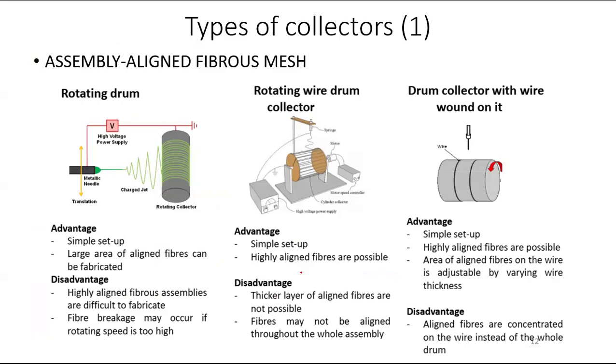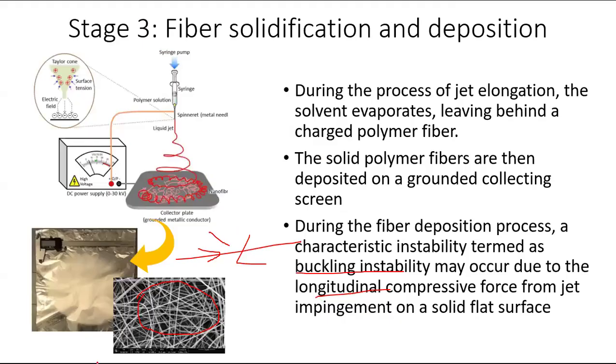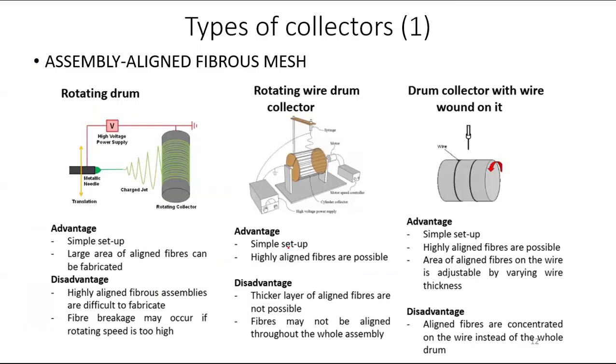So depending on the way that you want to collect these nanofibers, we do have different formats of the collector plate. In the previous case, you can see it's not aligned fiber. It's not arranged in a specific way. But if you want to align them, you can have these types of different formats of the collector plate. You can have a rotating drum. You can have a rotating wire drum. And then you can have a collector with a wire wound on it.